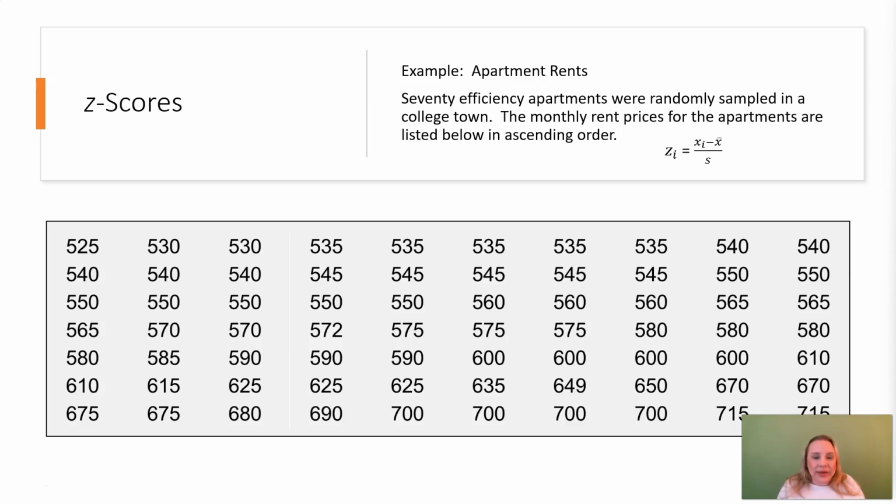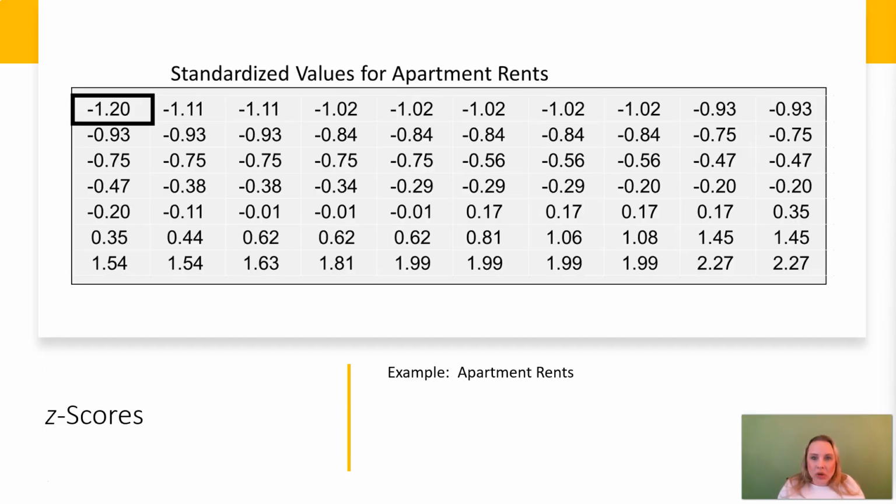We take these values and calculate the z-scores for our individual values. We see that the z-score for our smallest individual value was calculated by taking 525, which was our lowest value, subtracting our average rent value, which was 590.80, and dividing by the standard deviation for our sample to give us a z-score value of negative 1.20.